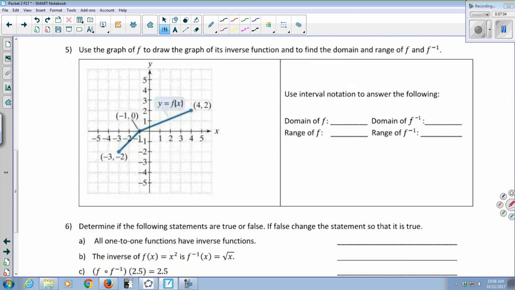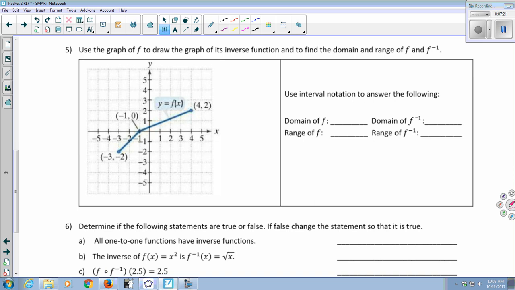So just one more practice. I'm going to sketch f inverse here. This is a graph of f. It's a simple piecewise linear function. So I'm just going to reverse the components of these 3 important points and sketch the inverse.